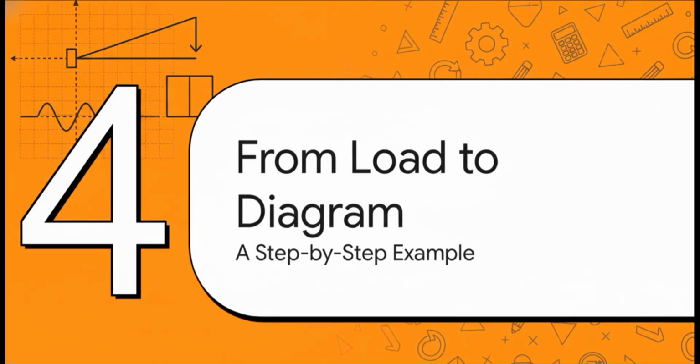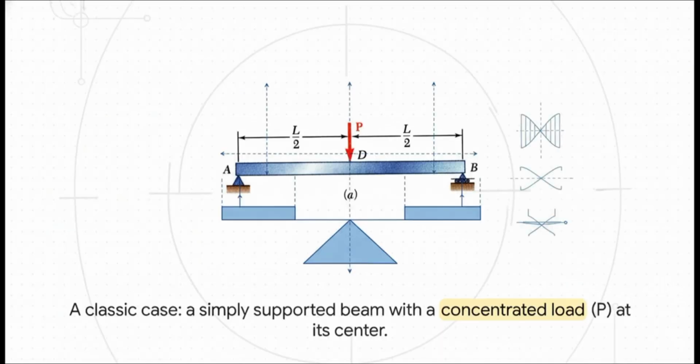Okay, theory is cool and all, but let's make this really sink in. We're going to take a super common example and build both diagrams from scratch, step by step. All right, here's our setup. We've got a beam that's just resting on two supports, one at each end. And right in the middle, we have a single force, which we'll call P, pushing straight down. This is like textbook problem number 1 in structural analysis.